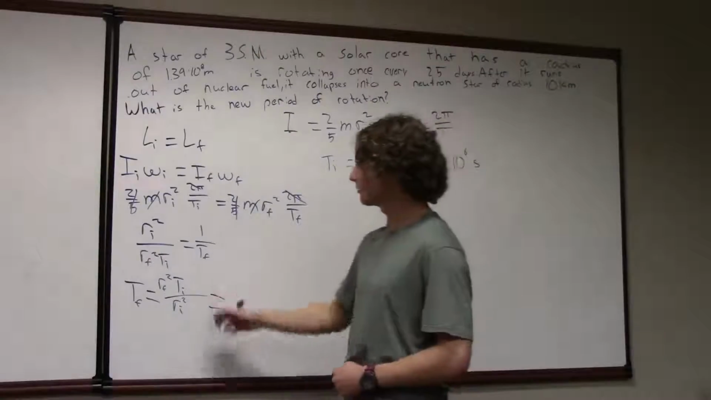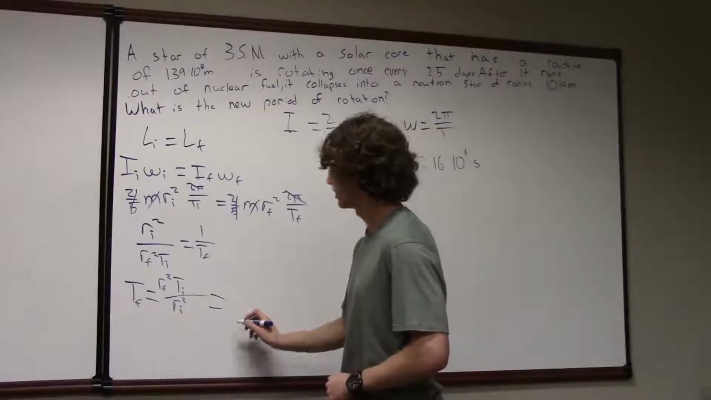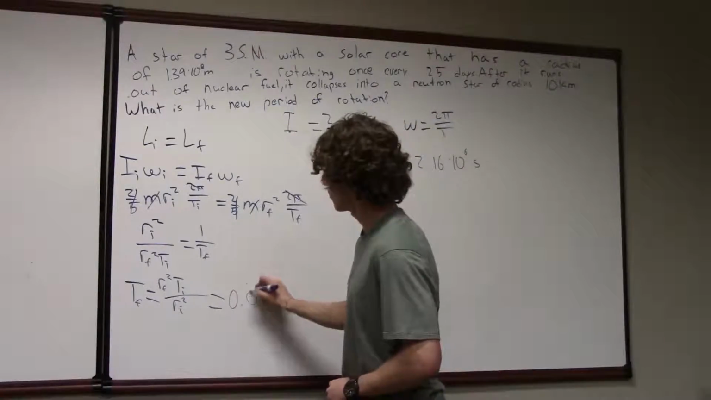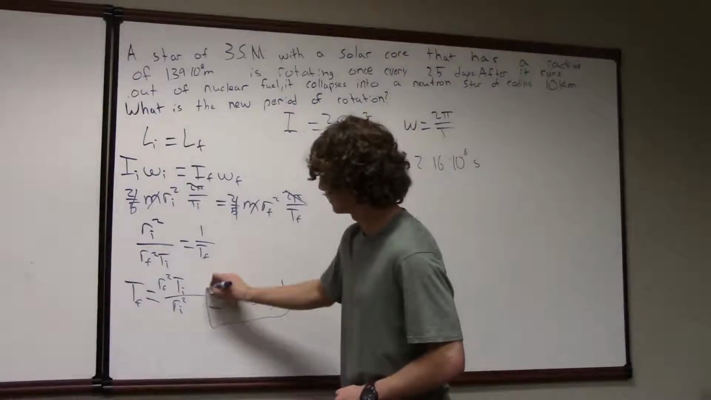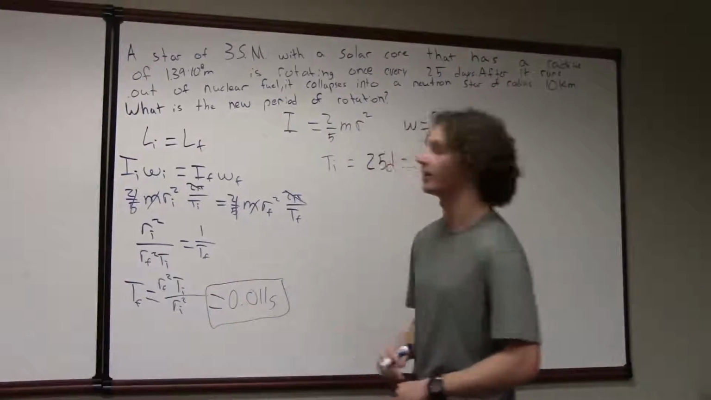Okay, and then from here we're just going to get 0.011 seconds. And that is the period of rotation of the neutron star after it's collapsed.